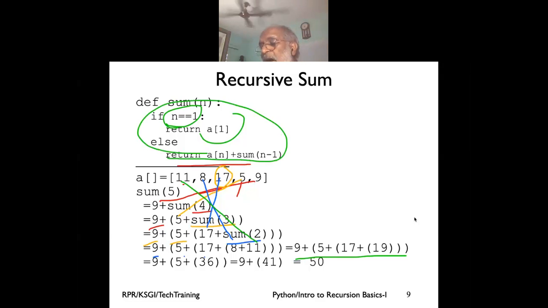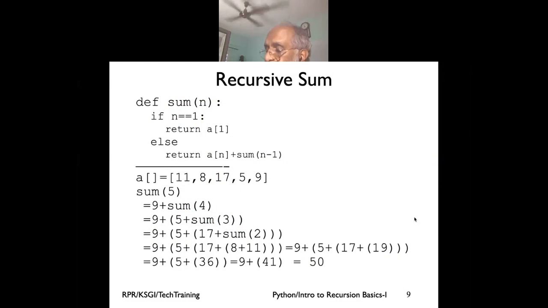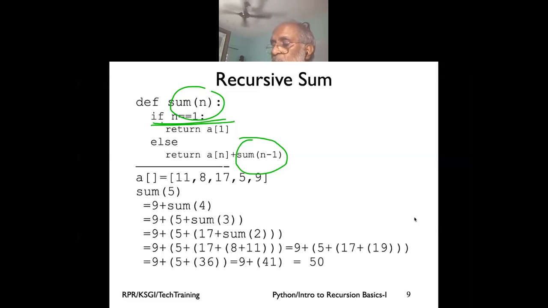This way, I'm not writing a loop. Remember, the key part is I'm calling the same function with a smaller size problem till the problem is small enough. It could be n equal to 1, it could be n equal to 2, depending on what my problem is. Typically 1, 2, 0, I solve by brute force.